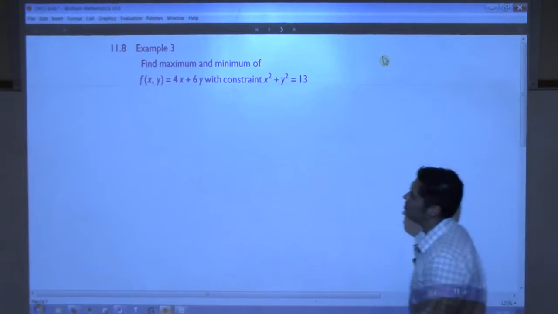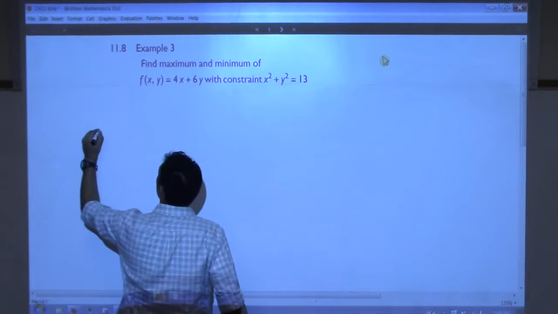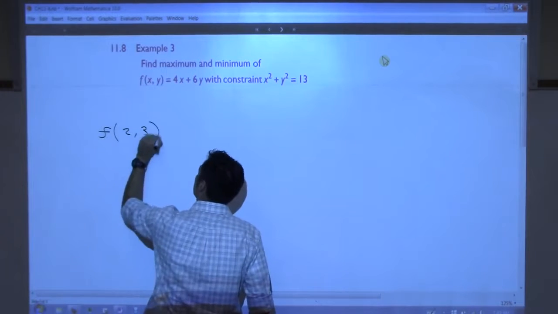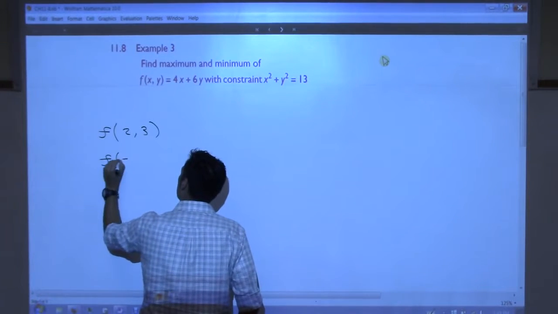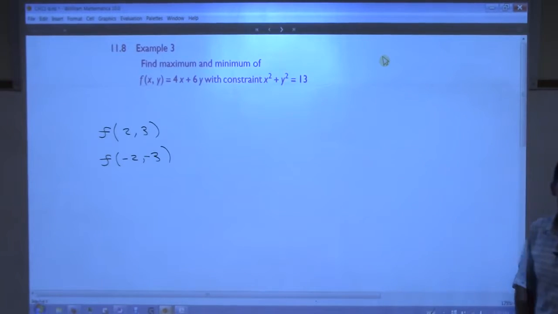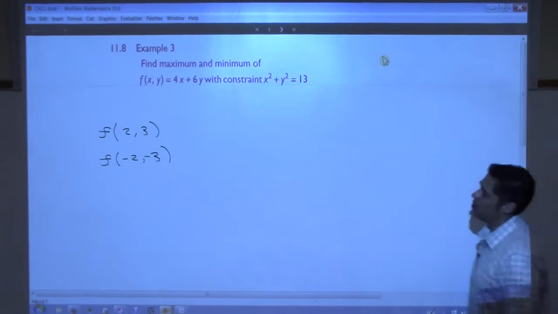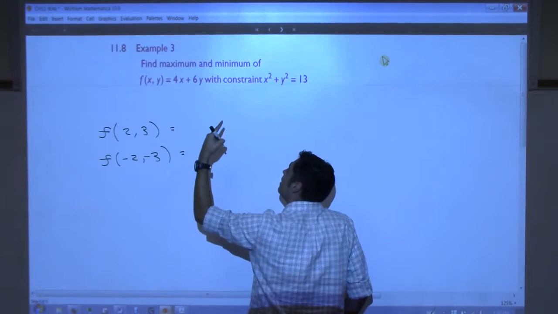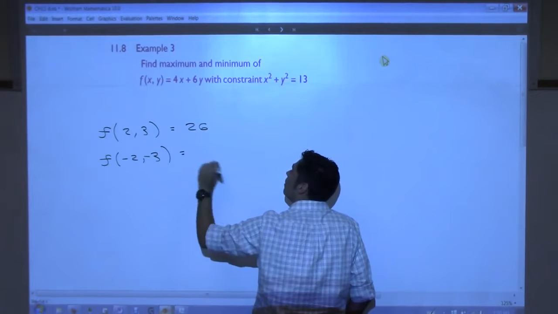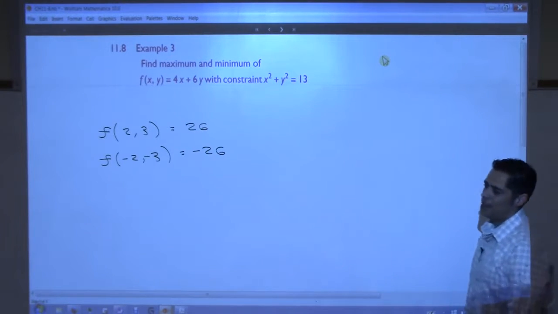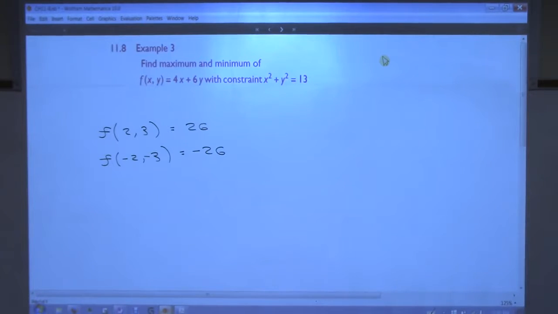All right, so I just erased the important numbers. What were they? I need to check f of 2, 3, 2, negative 3. That's it, right? Or negative 2, negative 3. Check. Most likely, that's going to be your max and min right there. One of those is going to give you a max, one of them is going to give you the min. So 2 goes in, 26. The other one, negative 26. I think it's probably obvious that that's going to be your max and min right there. Questions?